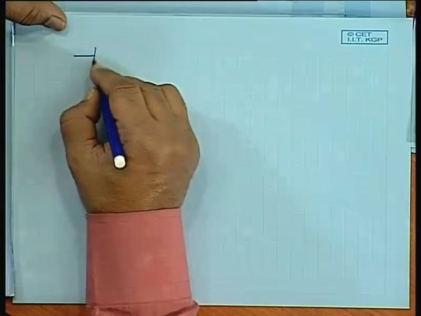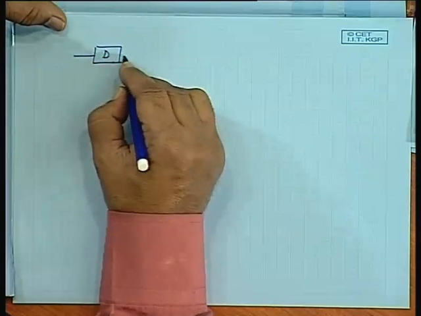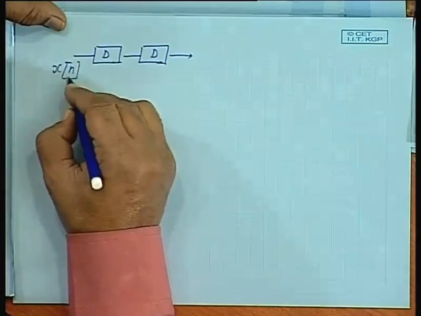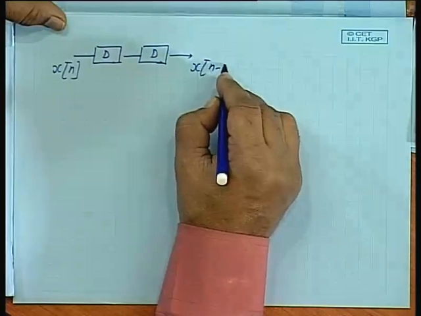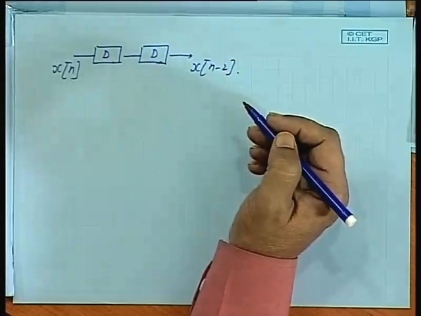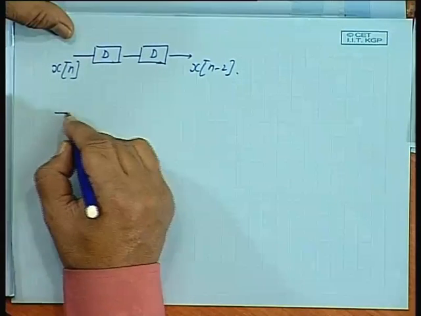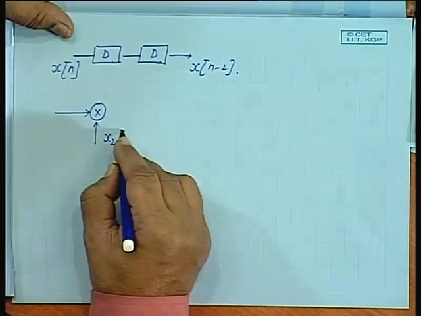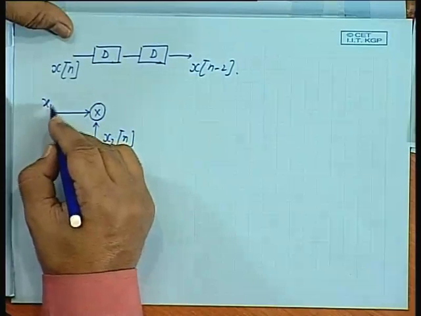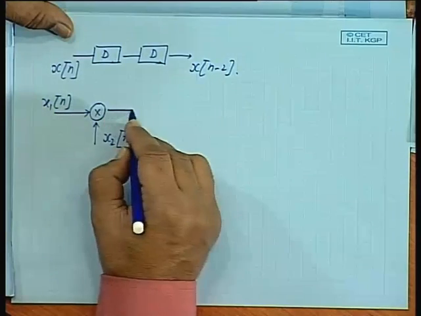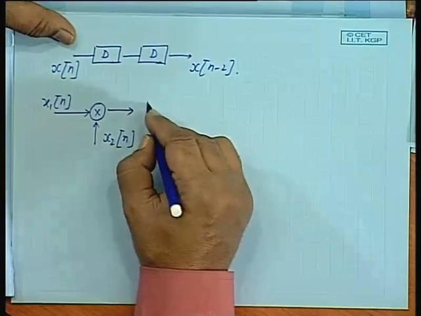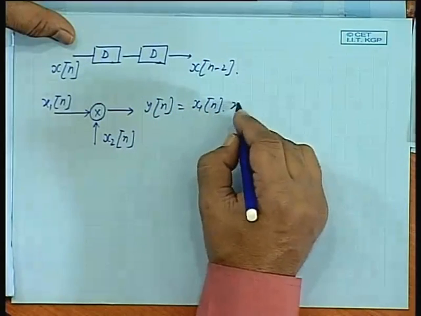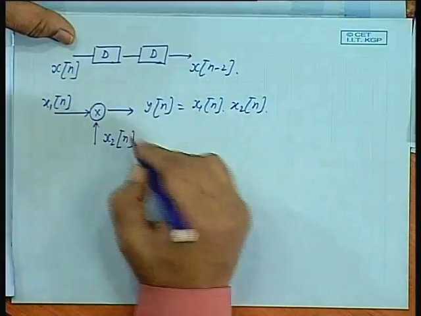So, if you have two delay elements, if I show two delay elements and if this is x(n), then what will be the output? x(n-2). Okay. Next you have another kind of multiplication, that is x1(n) gets multiplied by x2(n). So, the y(n) output is x1(n) multiplied by x2(n). This is a modulator.